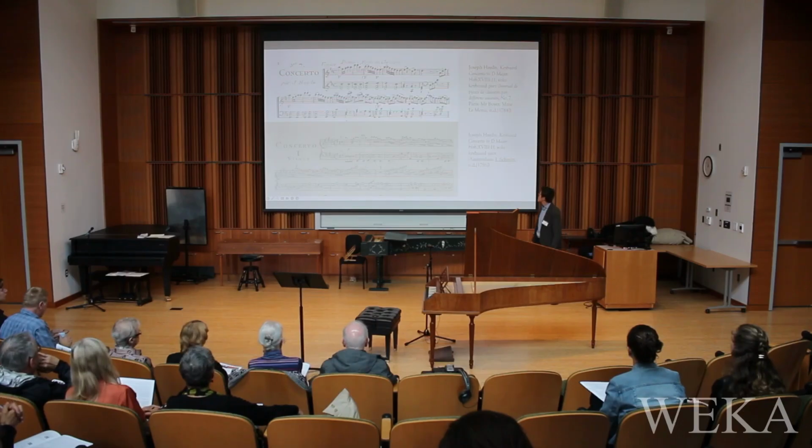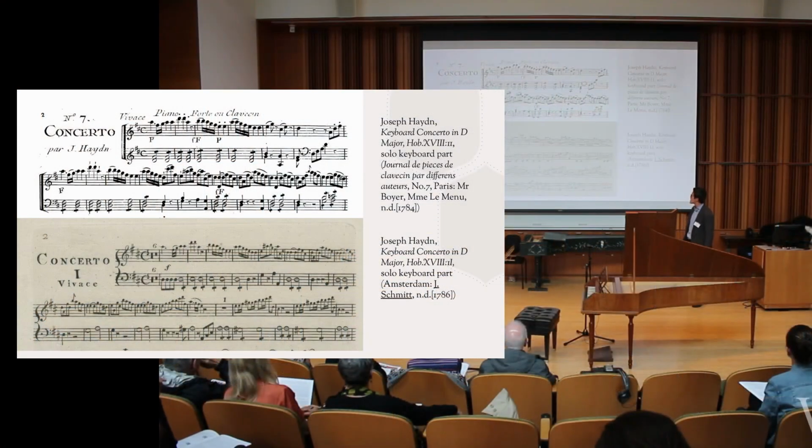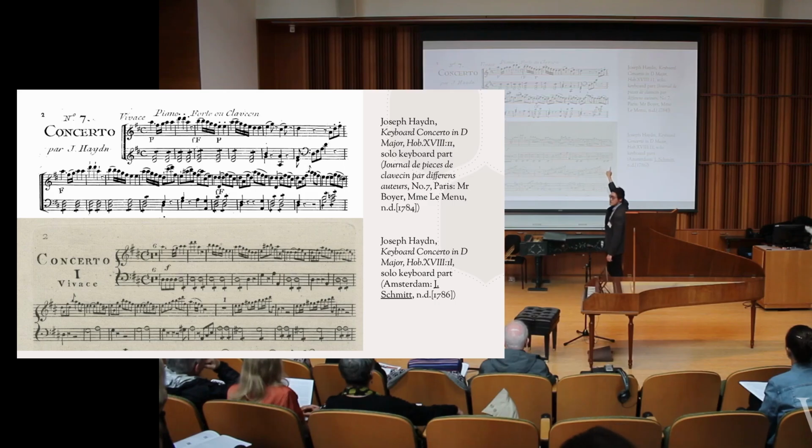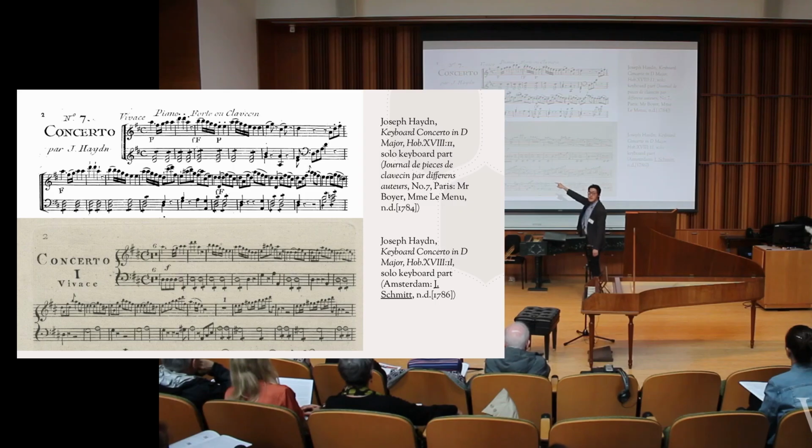Now, the next one is a concerto in D major by Joseph Haydn, written around 1784 to 1783. So these were closer to the time that Haydn met Mozart and the time when Mozart wrote his piano concertos. Now, the upper version is the one that was published in France, and the lower version was the one that was published in Amsterdam. On the upper version, you see 1, 2, 3, 4, 5, 6 bars. Everything was written out. And on the 7th bar, there's a forte written there. And in the version that was published in Amsterdam, you see that there are 6 bars of rest.